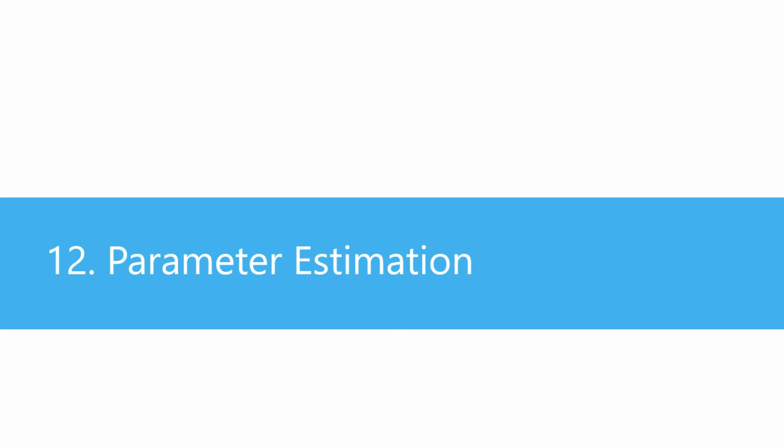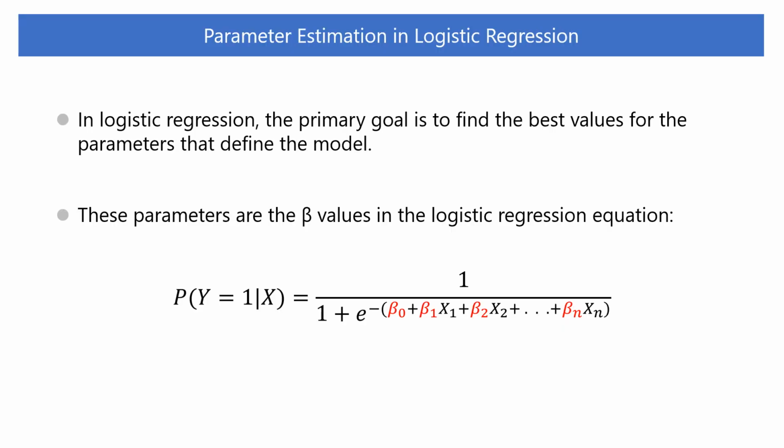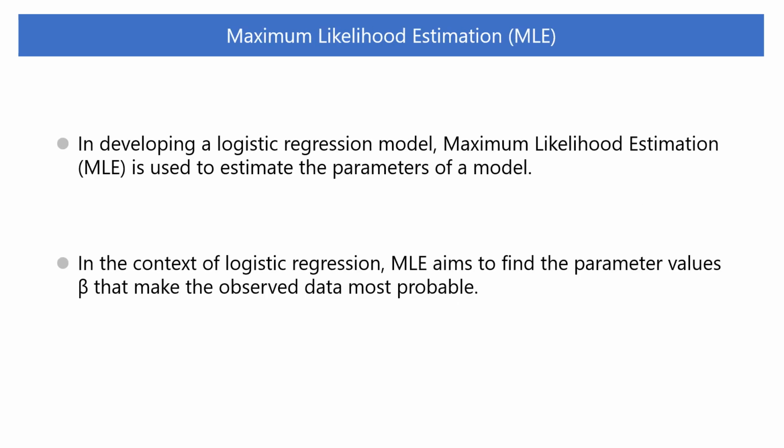Chapter 12 Parameter Estimation. Next, let's see how parameter estimation is executed in the logistic regression model. In logistic regression, the primary goal is to find the best values for the parameters that define the model. These parameters are the beta values in the logistic regression equation. In developing a logistic regression model, maximum likelihood estimation is used to estimate the parameters of the model. This statistical method is called MLE for short.